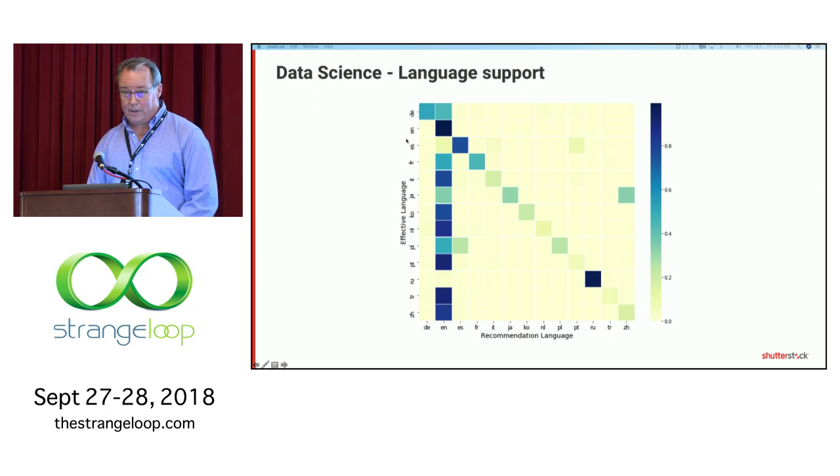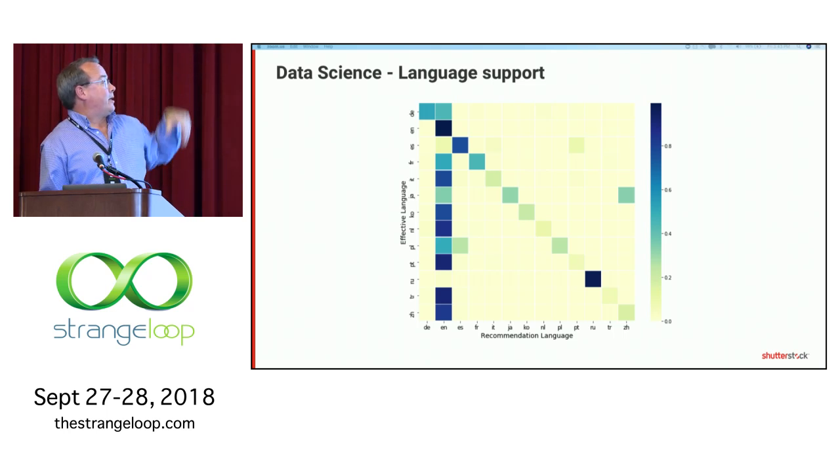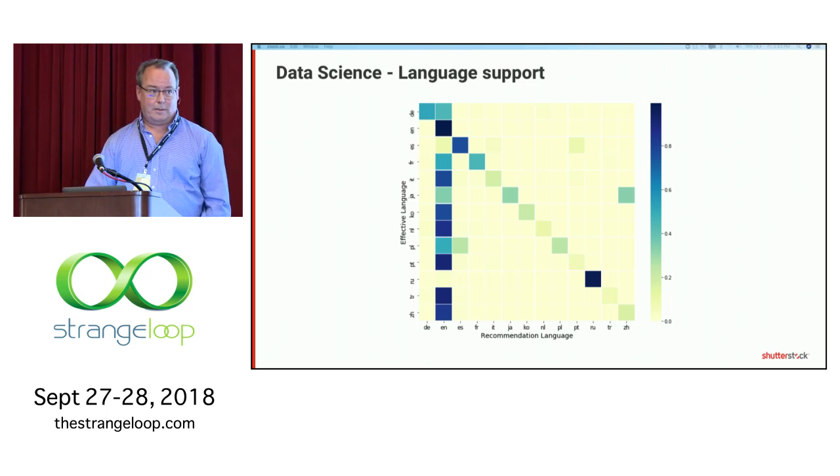Here's a quick example of languages. We support up to 21 languages. This is comparing the x-axis as the language in a dictionary of recommended keywords. The y-axis is looking at what actual language is there. We're using machine learning and so forth to identify which language is actually present and sampling all these keywords.